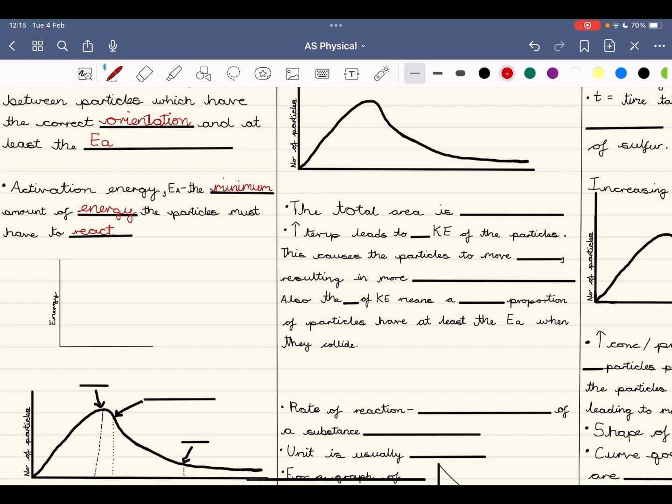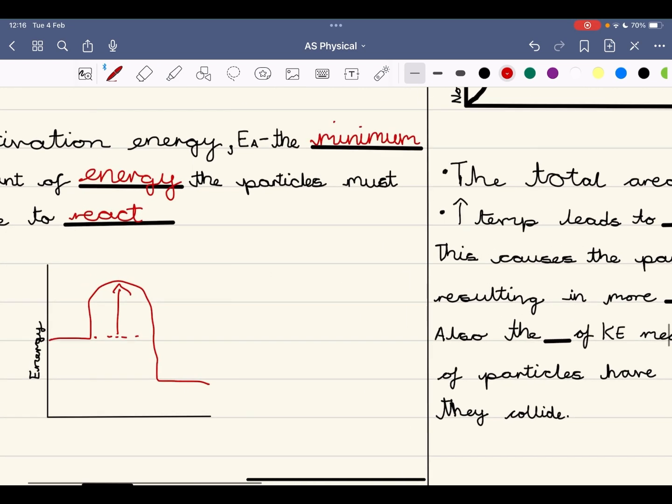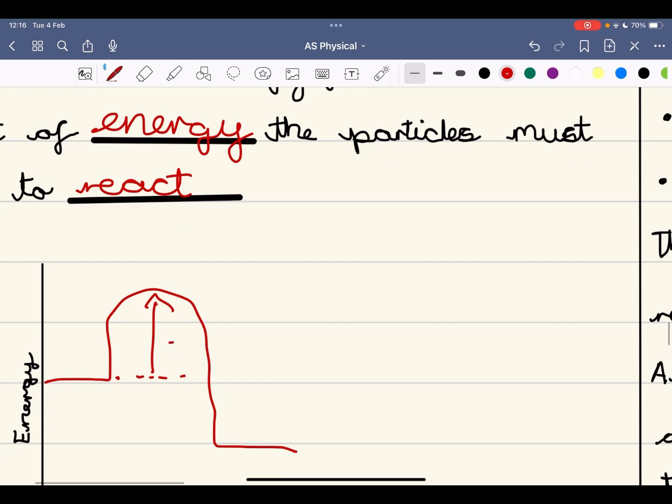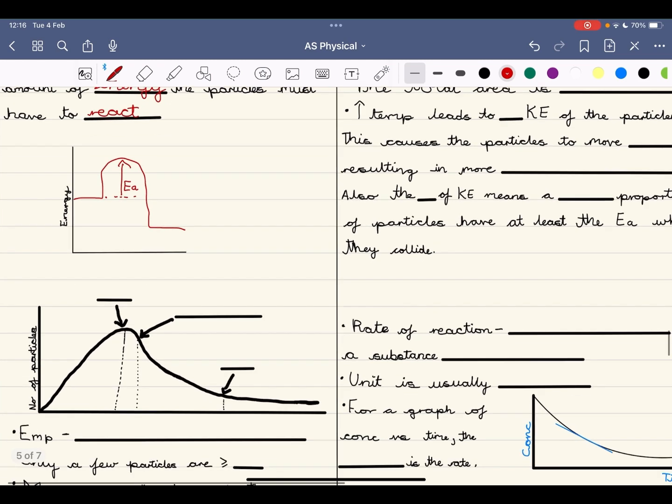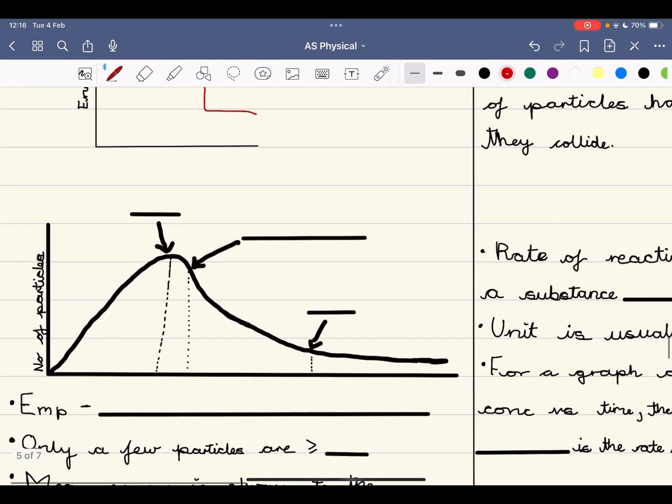If we have something like an exothermic reaction that we just did before, it looks like this. Activation energy is the energy from the reactants to the maximum energy, and we can just call that EA. Here we have a Maxwell-Boltzmann distribution. So this top energy is called the EMP, and to the right of the EMP is the mean energy, and then here is the activation energy. So the EMP is the most probable energy.